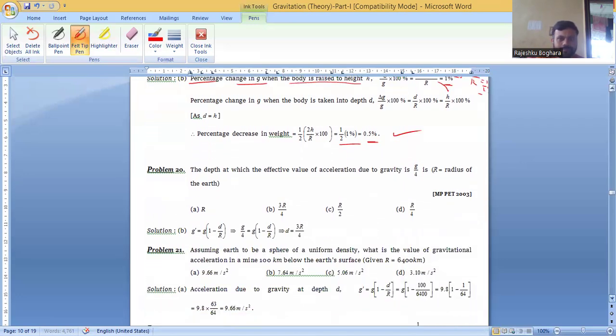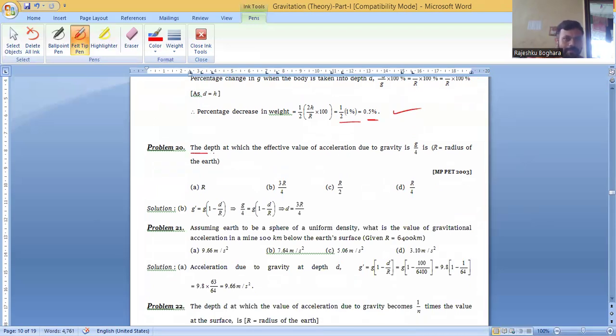Next, the depth at which the effective value of acceleration due to gravity is g by 4. With depth, at what depth do we get g by 4? So here g dash equals g(1 minus d by r), g dash equals g by 4, so g(1 minus d by r). g cancels, and making d the subject, 1 by 4 is equal to 1 minus d by r. Then d by r is equal to 1 minus 1 by 4, so 3 by 4. So the distance will be 3r by 4.